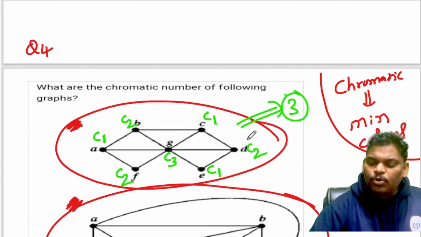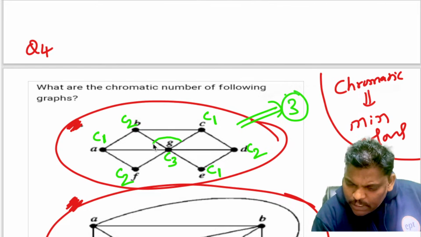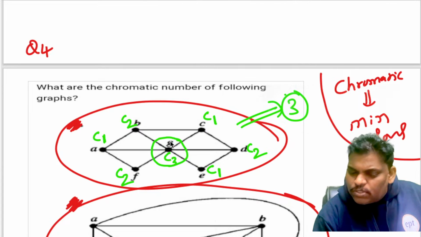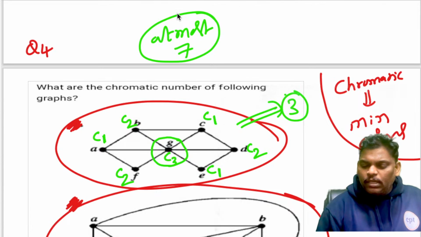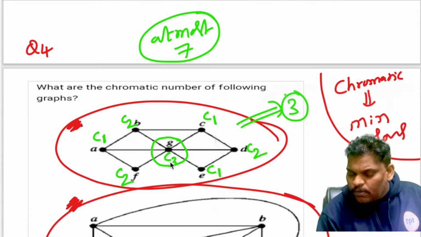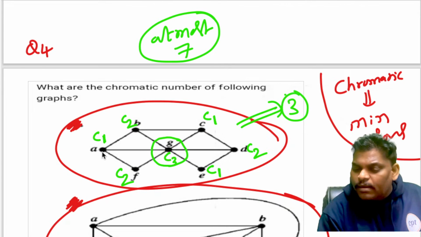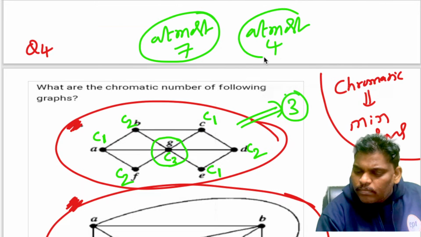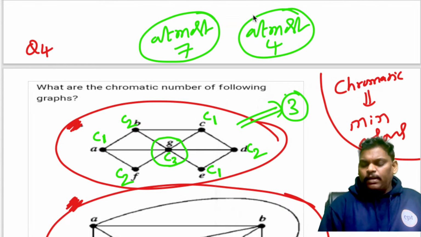So by seeing this problem I can say, I am just giving boundaries. What is the maximum degree? 6. If maximum degree is 6, then chromatic number is at most 7. And one more thing is, it is a planar graph, so at most 4.